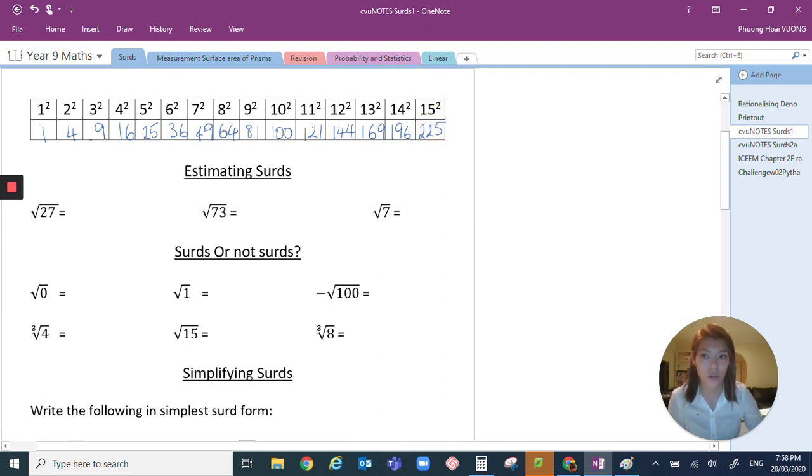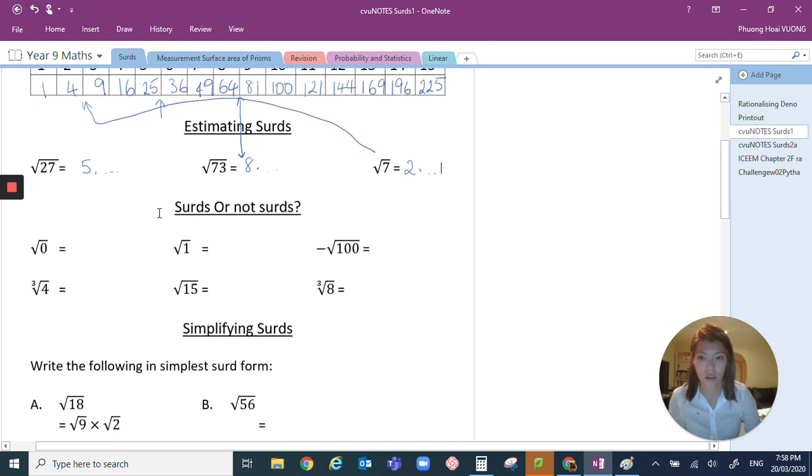Okay, how do we estimate surds? You will need this when you need to compare things and make sure that things like the hypotenuse is longer than the sides when you're checking your answer. So how do you look for this? 27 is in between there, so we know that this is going to be 5 point something. 73 is right in there, so this is going to be 8 point something, and square root of 7 is all the way here. So our answer is going to be between 2 and 3, so 2 point something.